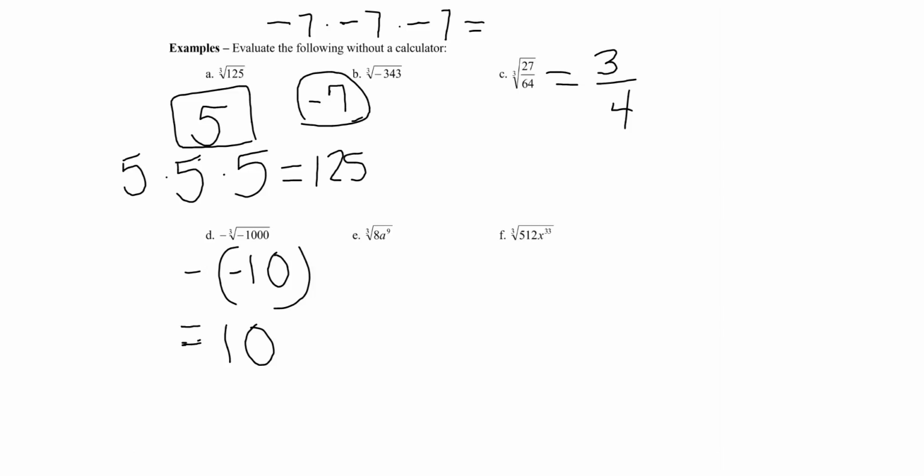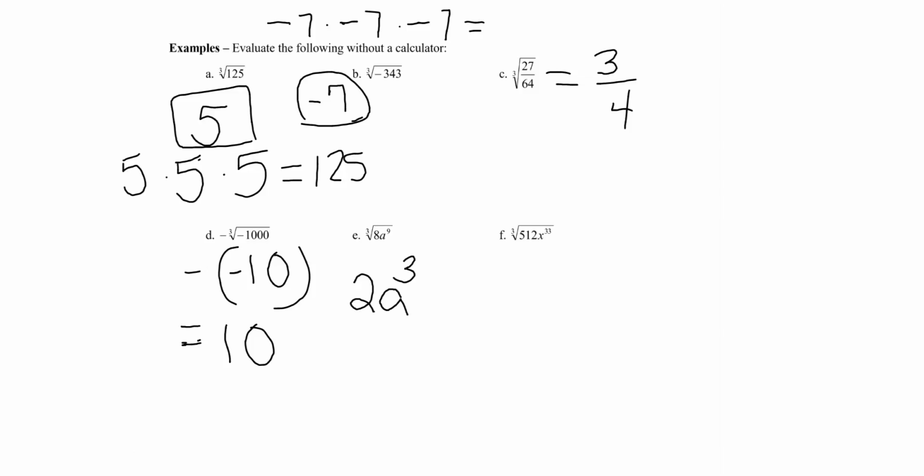Okay, E, the cubed root of 8 is 2. And then again, variables, we do the same thing. So we're going to divide 3 into 9. 3 goes into 9 3 times, so I have 2a to the third power for my final answer.